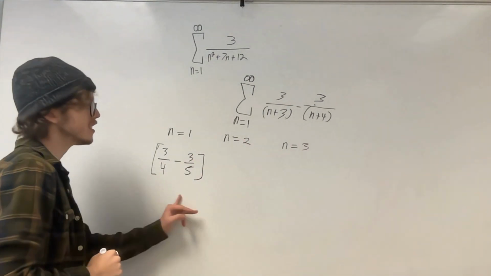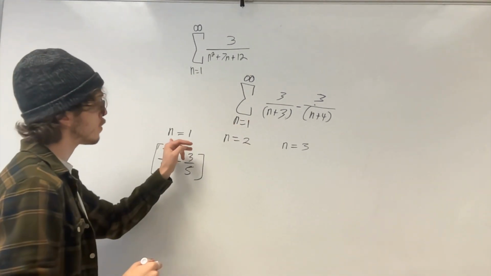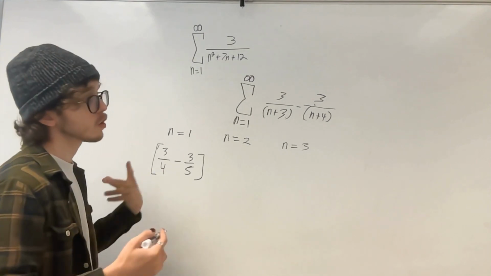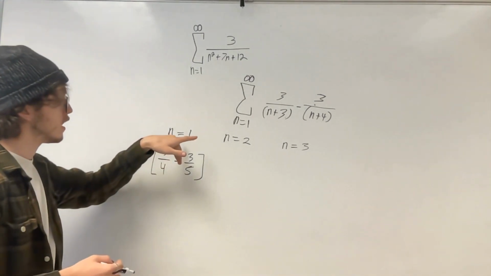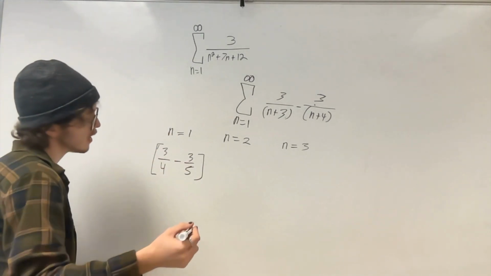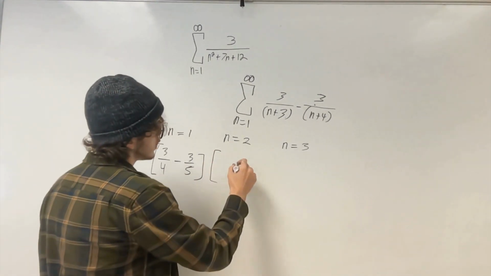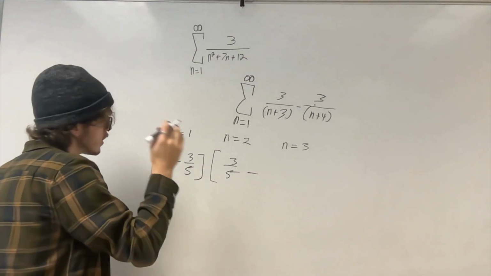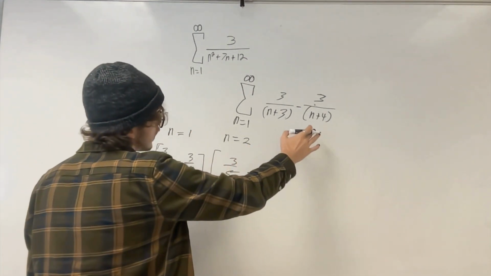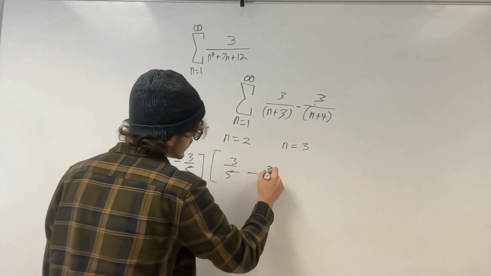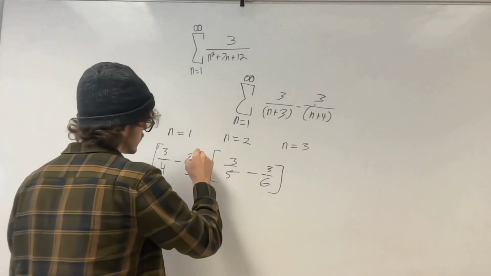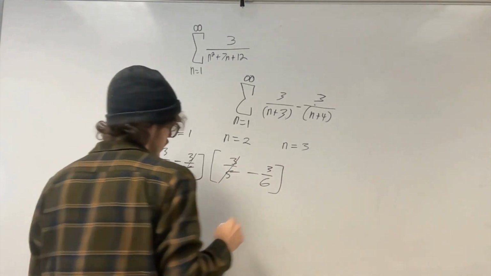All right, hopefully this idea makes sense. All we did is evaluate these partial sums at n equals 1. Now at n equals 2, it's going to be 3 over 5 minus, at 2, this is going to be 3 over 6. Alrighty, so notice we have some terms canceling, like that.